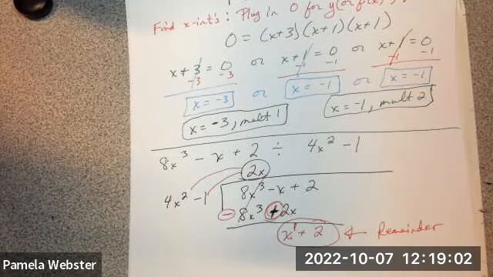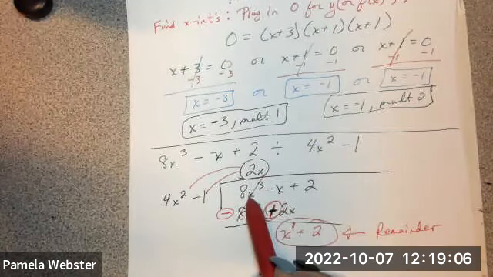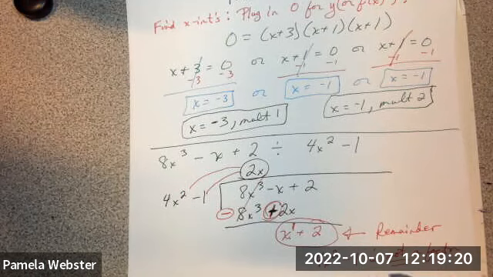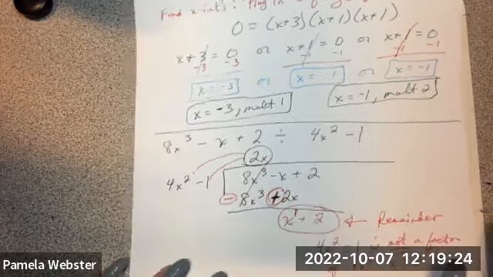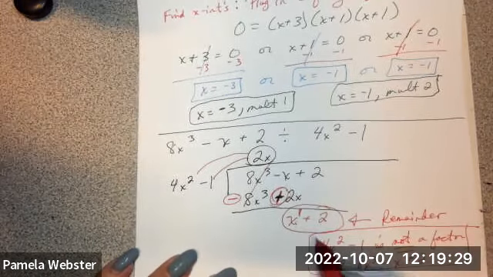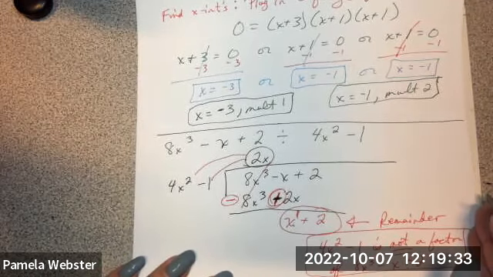Okay, so my question is, does 4x squared minus 1 go evenly into 8x cubed minus x plus 2? And the answer is no. So 4x squared minus 1 is not a factor of the original, 8x cubed minus x plus 2. Sorry, I'm moving it up here. Okay, so no. If I don't get a 0 down here, then it is not a factor. And so this is not going to work for me.